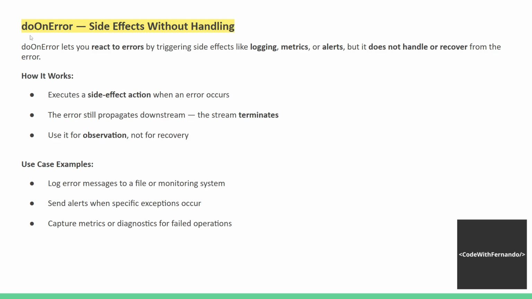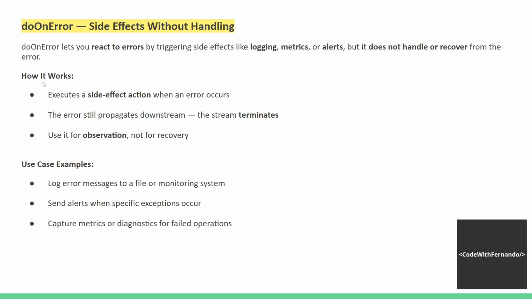Okay, let's continue. doOnError: side effects without handling. doOnError lets you react to errors by triggering side effects like logging, metrics, or alerts, but it doesn't handle or recover from the error. So what we need to pay attention to here is this side effect, like logging, metrics, or alerts.